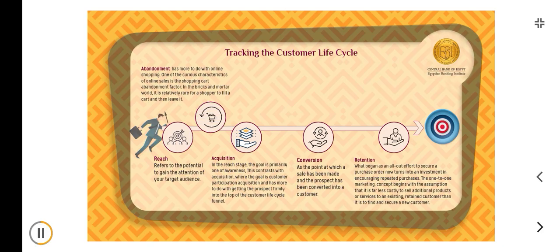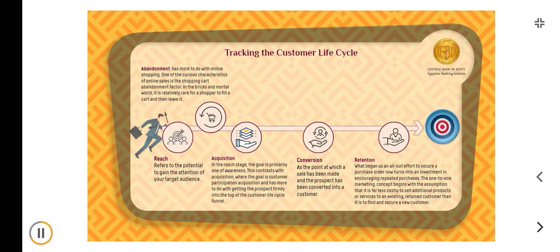Abandonment always has more to do with online shopping. It's a very curious characteristic of the online sale: the shopping cart abandonment factor. In the bricks and mortar world, it is relatively rare for a shopper to fill a cart and then leave it, while in online sales, it's usually common.